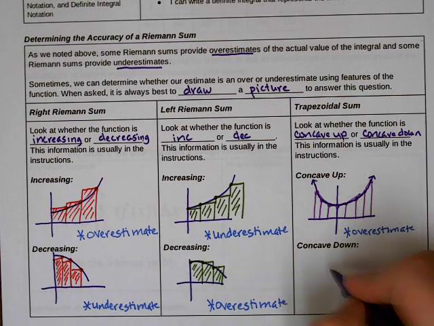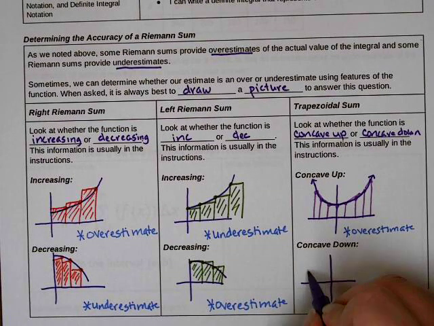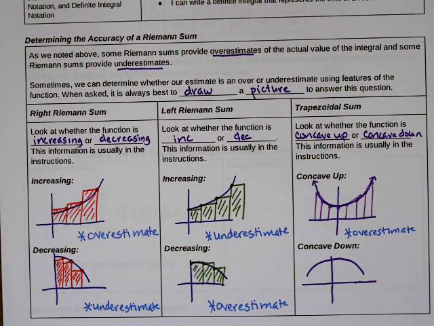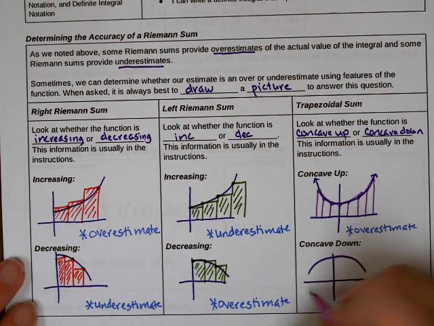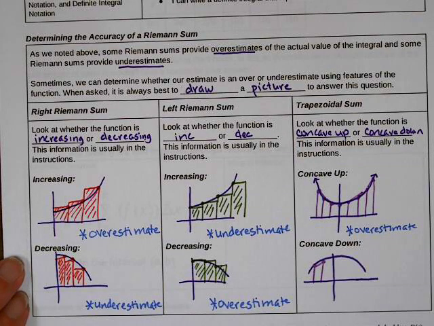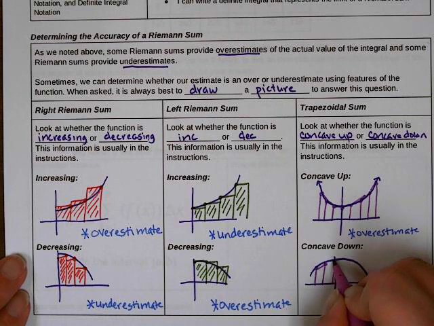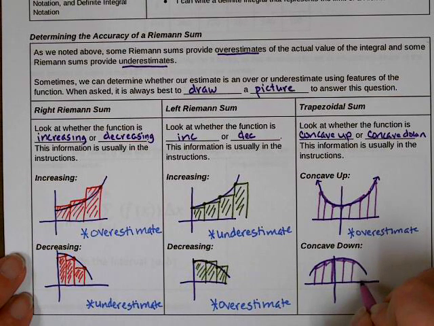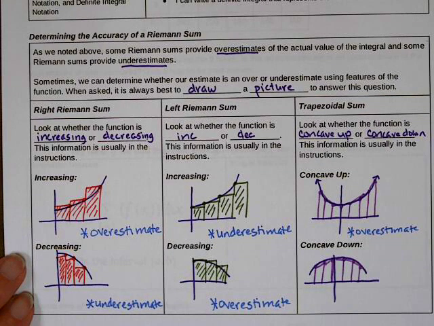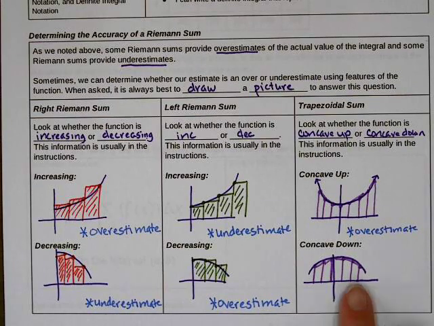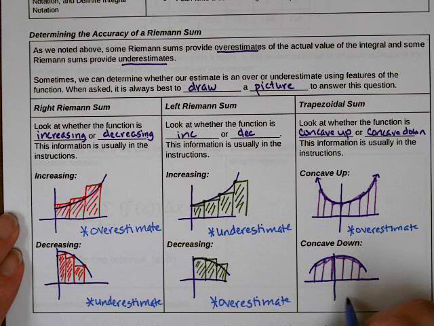I have a function that's concave down. So let's say it looks like this. And now I'm going to make my trapezoids. So here's one, here's the other, and I can see that that line connecting them is underneath my actual function. Not the best picture, but hopefully you guys get the idea there, that now if it's concave down, it's going to end up being an underestimate.